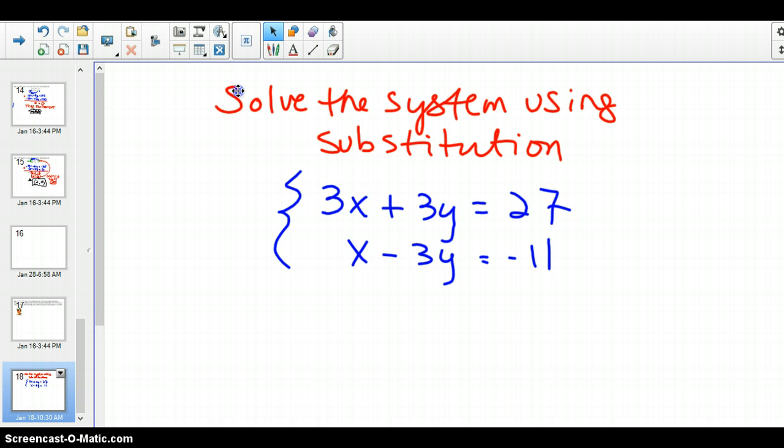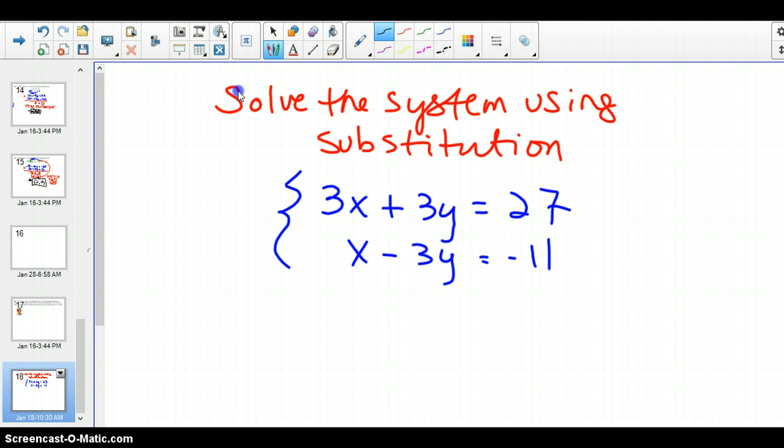Anytime something asks you to solve by substitution, probably there's one variable between the two equations that is very easy to solve for, or you could think of it as a variable that has a coefficient of 1. If you look at the second equation, x has a coefficient of 1. It looks like you can easily get x all by itself. I'm just going to do this in my head off to the side.